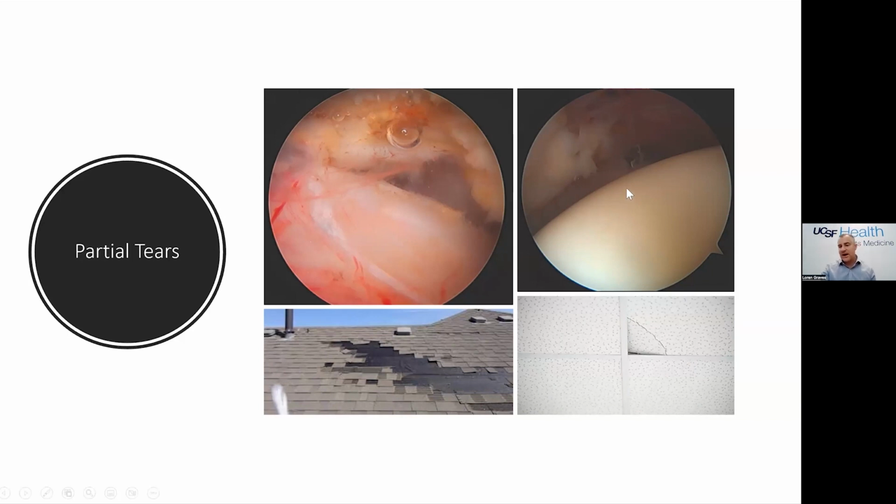A bursal side or undersided tear, this is looking inside the shoulder and looking up at the rotator cuff. You can see that it's not quite as perfect. It's a little bit more thinned out, kind of like having a little bit of a chip in the ceiling, but overall you're probably going to be okay.